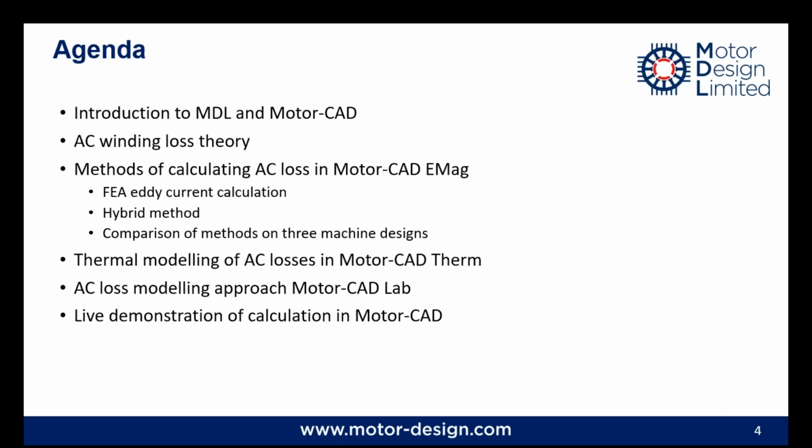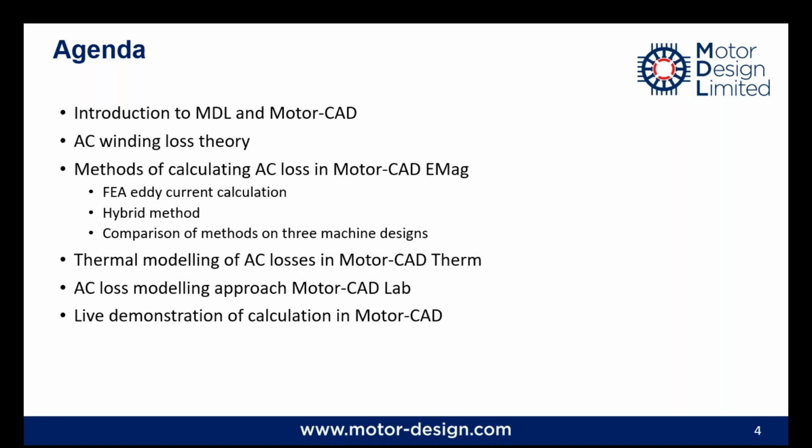So, a little agenda or an outline for today's webinar. We're going to start with a brief introduction to the company and the Motor-CAD software. We're then going to start with some theory on AC winding losses and then look at how we calculate those in Motor-CAD. We're going to compare the different methods or ways of calculating AC losses, and we're going to compare those methods on 3 different types of permanent magnet machine.